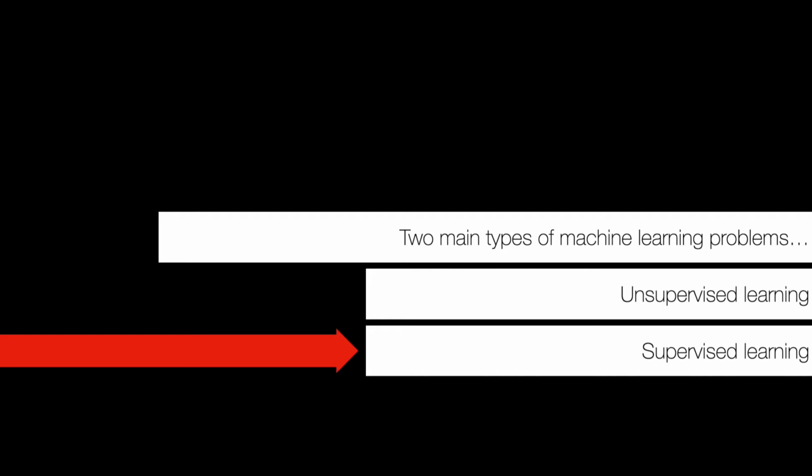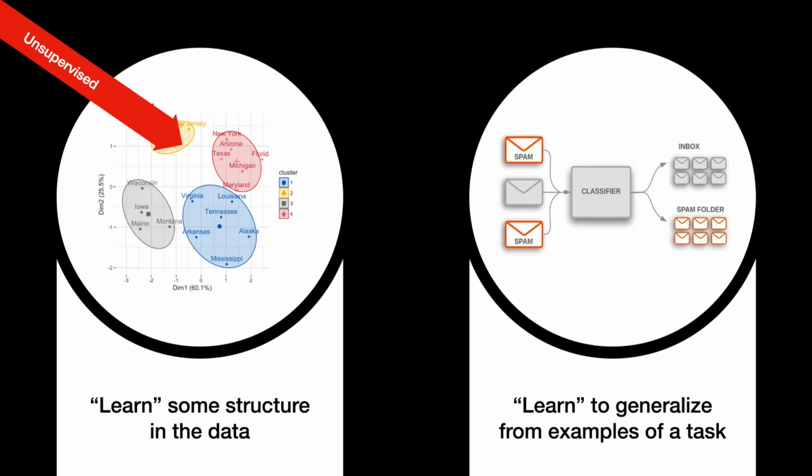learning. There's a third type that people talk about called reinforcement learning. We won't talk about that in this class. Primarily, we're going to focus on these two. And in particular, we're going to focus on supervised learning, where from the unsupervised learning perspective, we were interested in structure. Here, we're much more interested in generalization.